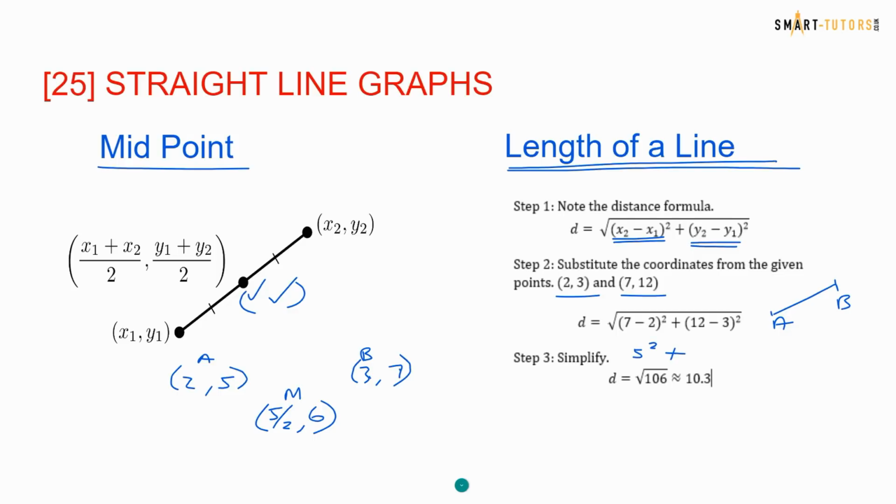Plus here the y difference is 12 take away 3 is 9, 9 squared is this. Then you square root the answer. So you need to remember this equation: x difference squared plus y difference squared, square root. That is the answer for the length of the line.